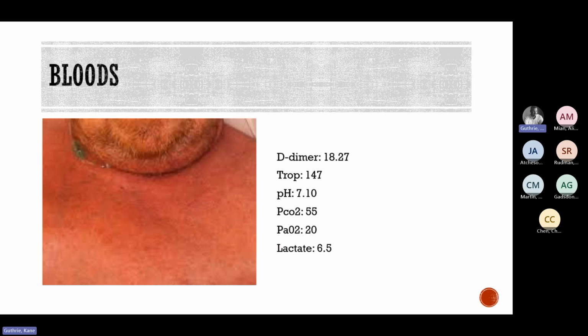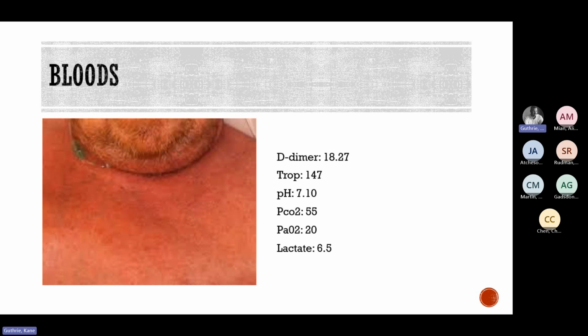So this is Ben again. He's a bit plethoric, so we talk a bit about plethoric as you go. He's quite red, with hyperemia from about his nipple line up into his face. His D-dimer comes back at 18.27. His troponin is 147. He's acidotic with a pH of 7.1. His PCO2 is on the upper side of normal at 55, and his PO2 is 20. So he's hypoxic with a lactate of 6.5.